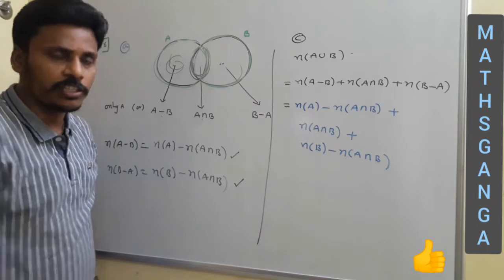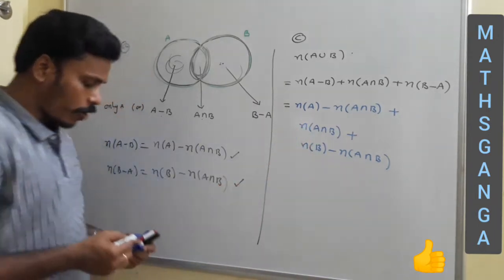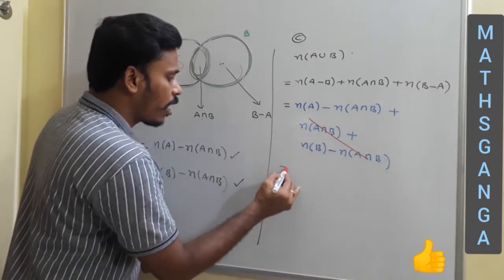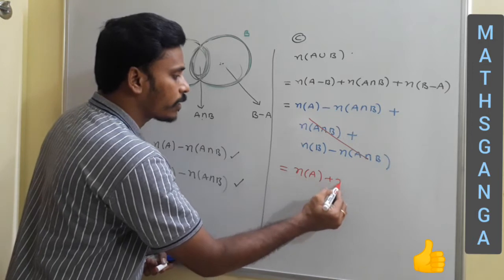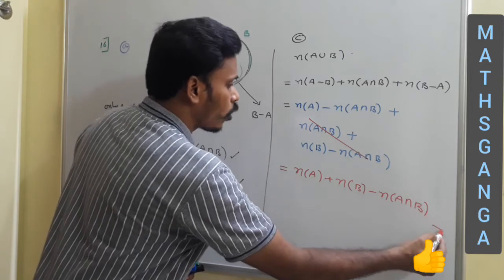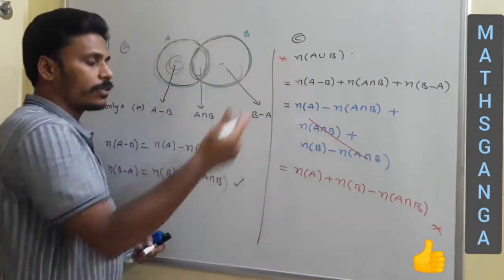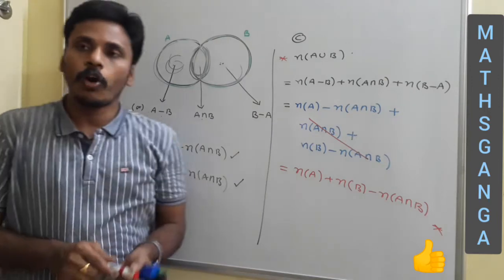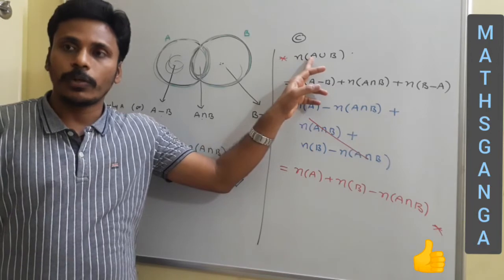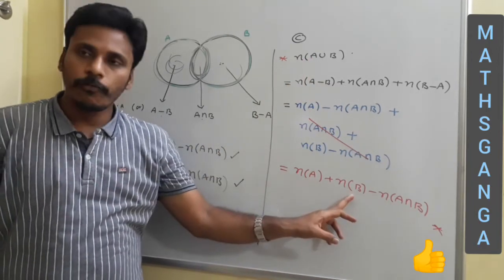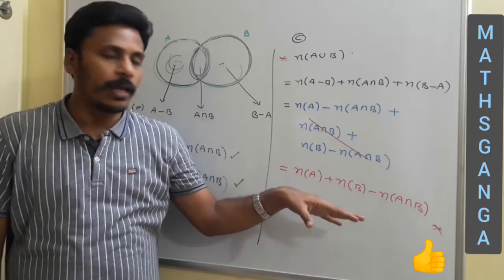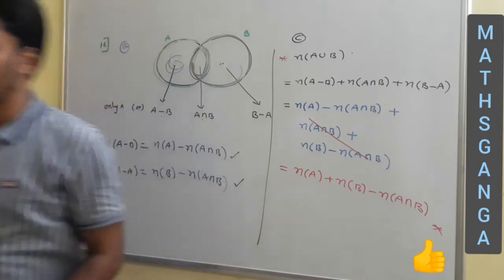And at a stretch, if you combine all these things, this minus n of A intersection B and that plus n of A intersection B, these two will get cancelled and we are left with n of A plus n of B minus n of A intersection B. So at the end, ultimately we have a very standard fundamental result related to n of A union B and n of A intersection B, and that is n of A union B is equal to n of A plus n of B minus n of A intersection B. Okay, just memorize it, and it is very helpful in solving problems. Okay, just have a look.